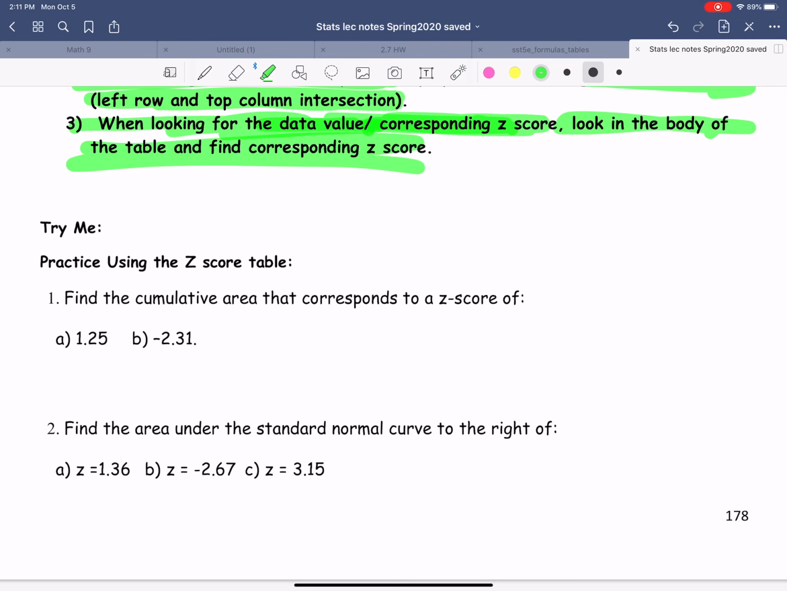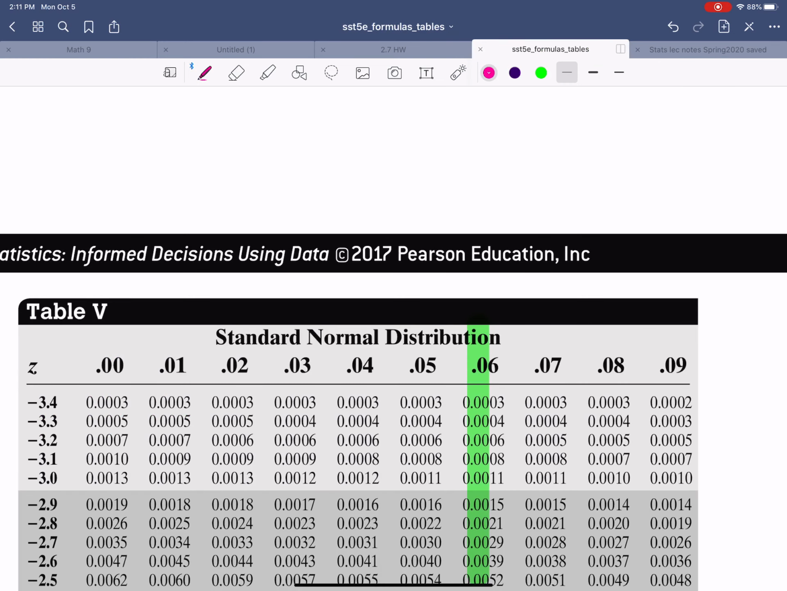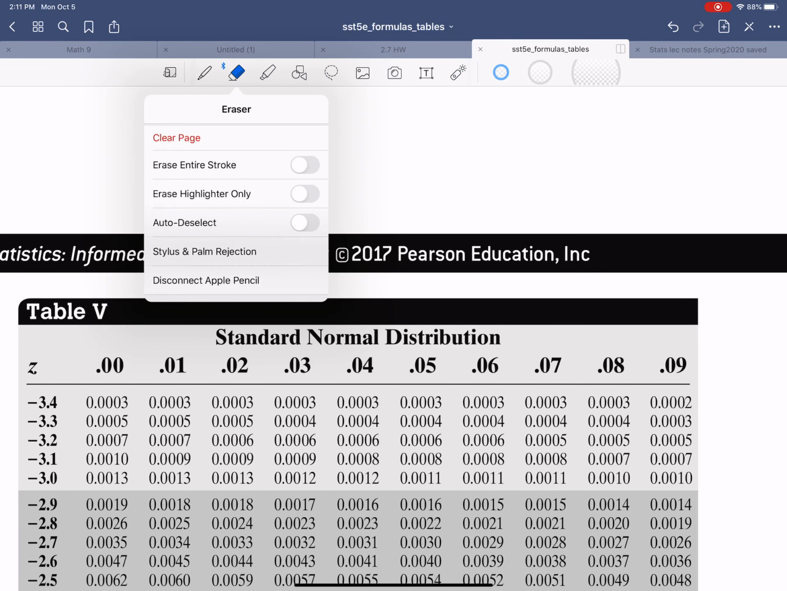I'm not going to do every single one of these problems. I'm going to do part A of each and have you do part B and match your answer with me. Okay, for part A, we are looking for cumulative area. When we're talking about cumulative area, we are talking about area to the left, okay? Where is 1.25? 1.25 is here. Area to the left of 1.25. I'm going to go back to my z-score table and find out area to the left of 1.25.